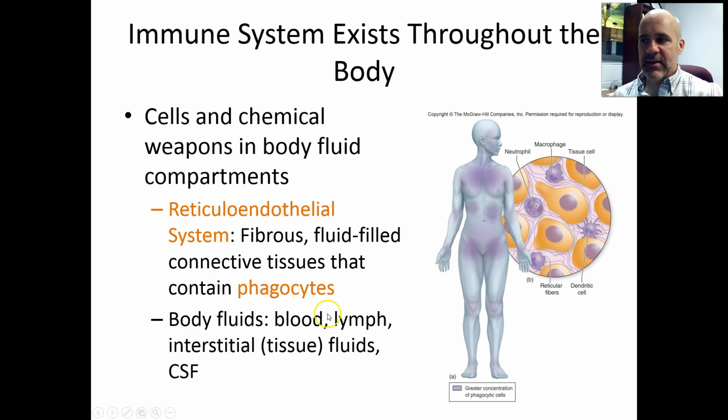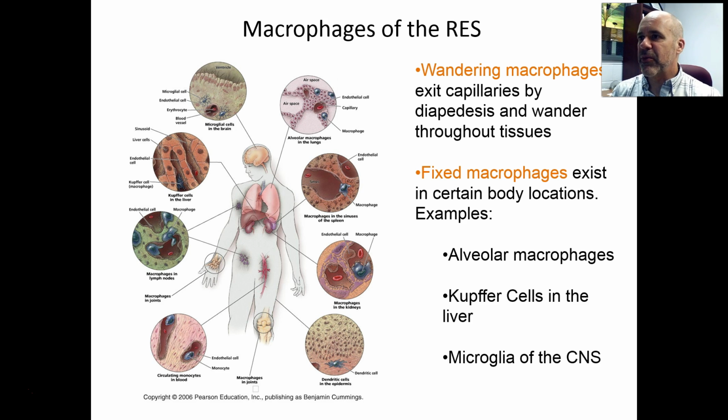Your body fluids, like your blood, your lymph, interstitial tissue fluids, CSF, cerebrospinal fluid, those are all going to be places where you'll have cellular weapons and these chemical weapons available to attack microorganisms, because microorganisms that invade the body are going to wind up in your body fluid. So we need to have these cells and so forth positioned in those locations.